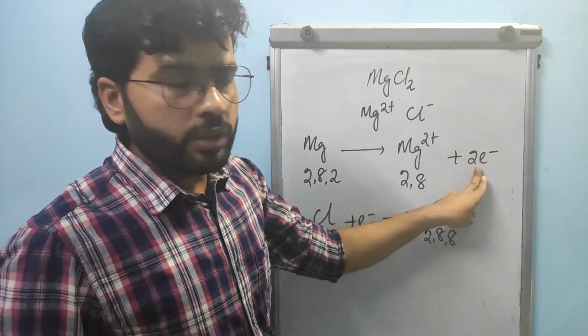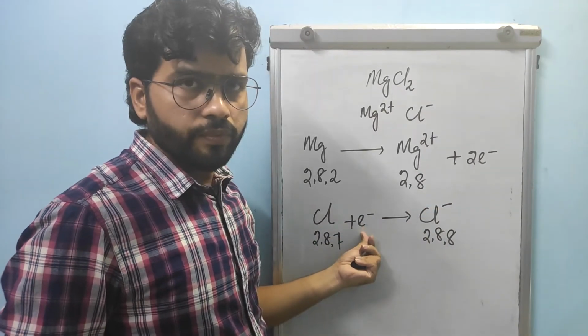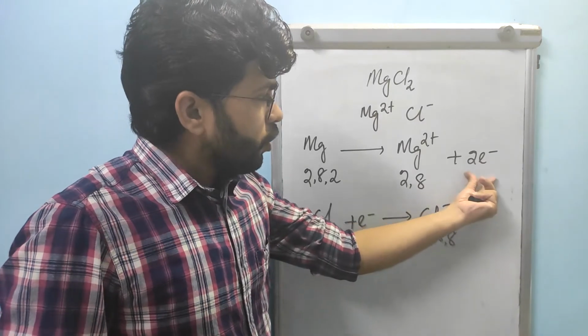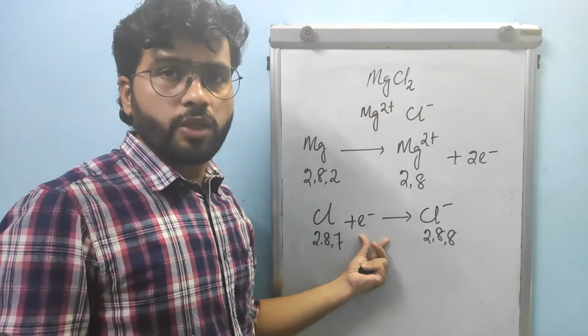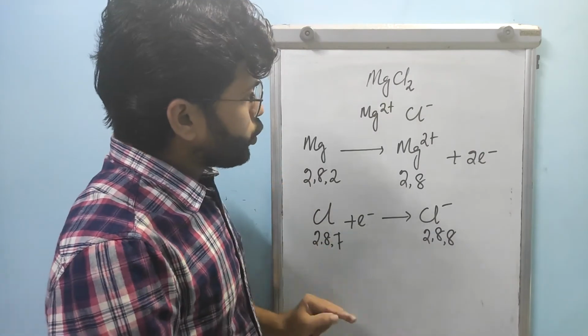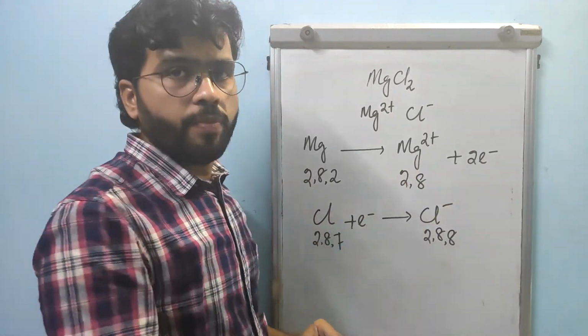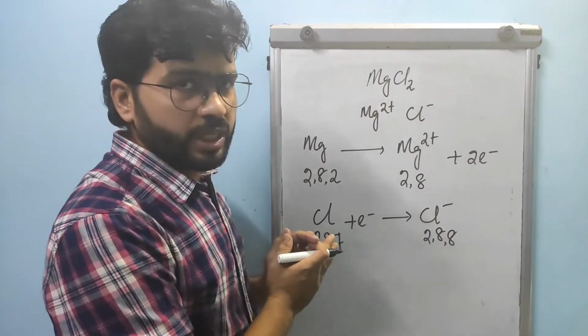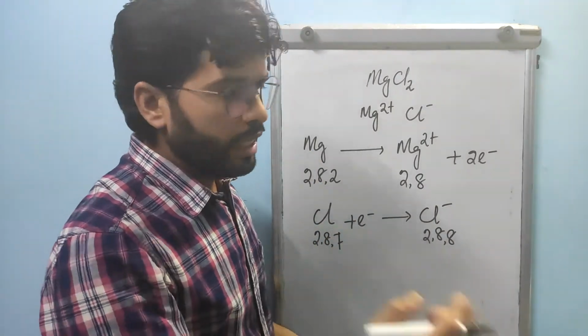Here you need not worry. Here there are 2 electrons, but here only 1 electron. Many times students get confused. Here there are already 2 electrons, so must we show 2 electrons here? Not necessary. Our aim is to show how the magnesium ion is formed and how the chloride ion is formed. Once these 2 steps are over, we will go for the third step.